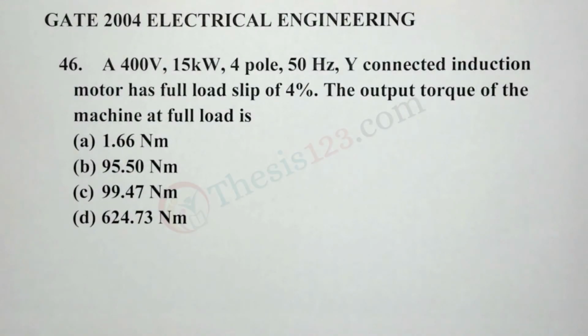Here's the next question, number 46. A 400 volts, 15 kilowatts, 4-pole, 50 Hz Y-connected induction motor has a full load slip of 4%. The output torque of the machine at full load is. So we have our 4 options. Now, let's write down what's given to us.